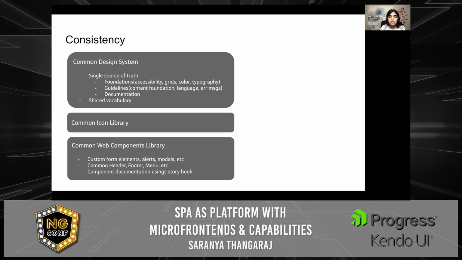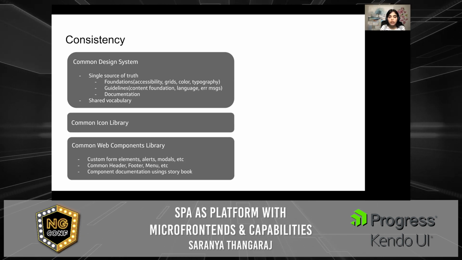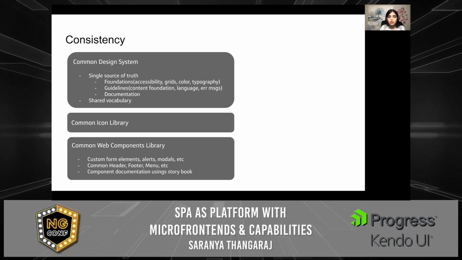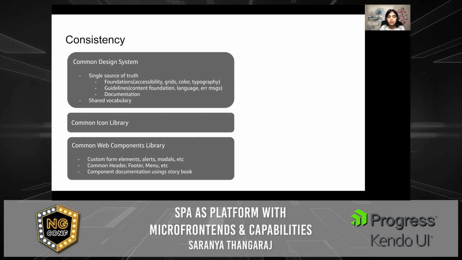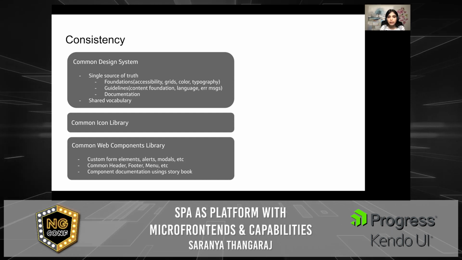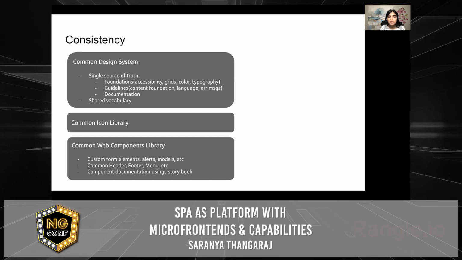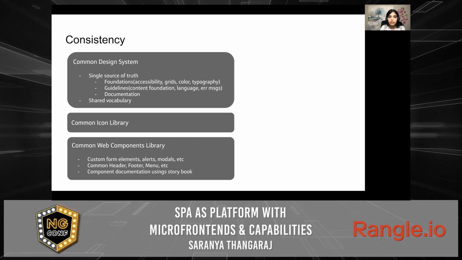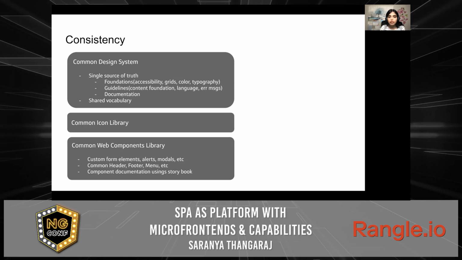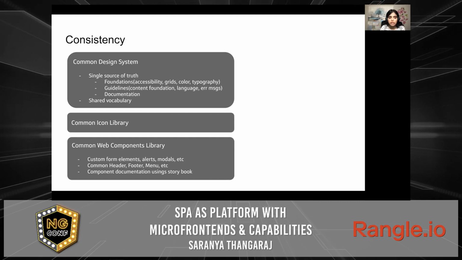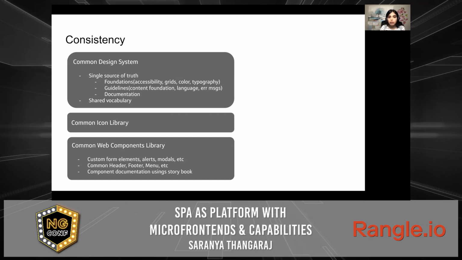By having a common design system, we can have a shared vocabulary across teams and across tech, product, and design. For example, if you say informational alert, then everyone knows what it should look like and how it should behave based on the common design system. Similar to a common design system, we also need to have a common library for icons so that we can use the same icon across all applications, and also a common web component library.